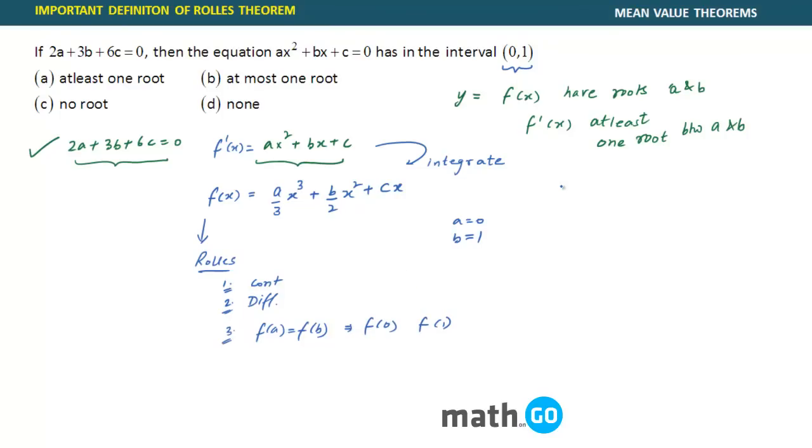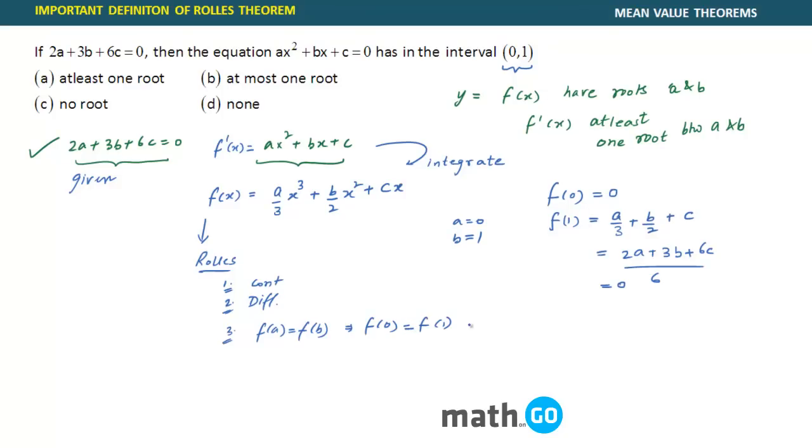What is the value of f(0)? You put x equal to 0 here, you straight away get 0. What is f(1)? f(1) is a/3 + b/2 + c. Take LCM and you get (2a + 3b + 6c)/6. This is why this was given. Now 2a + 3b + 6c = 0, so this is 0. So they are equal, and x = 0 and x = 1 are roots of f(x).